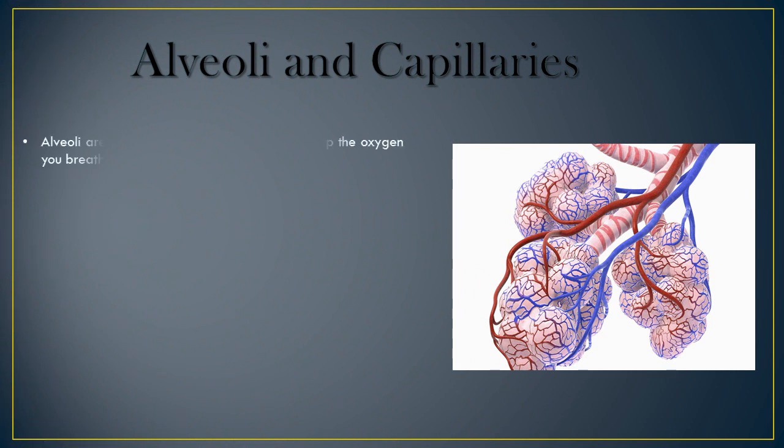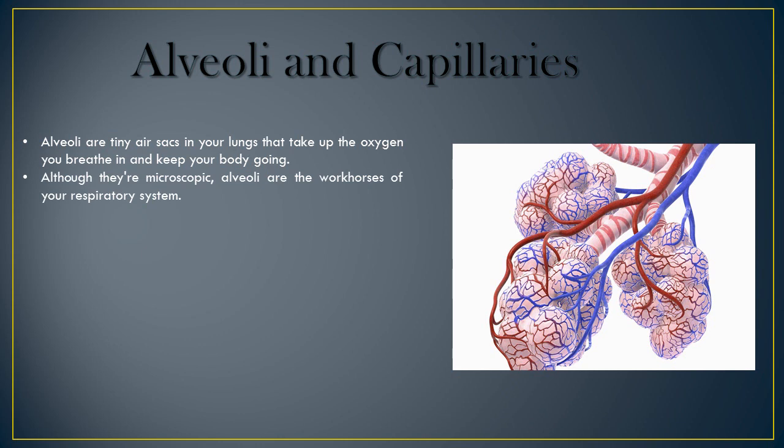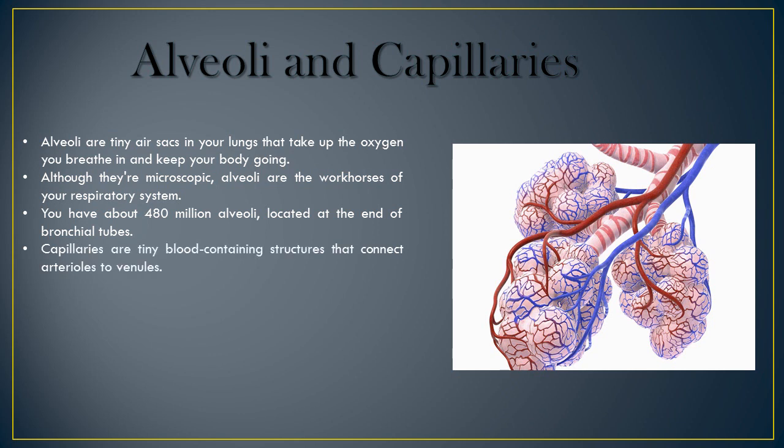Alveoli and capillaries. Alveoli are tiny air sacs in your lungs that take up the oxygen you breathe in and keep your body going. Although they are microscopic, alveoli are the workhorses of your respiratory system. You have about 480 million alveoli located at the end of the bronchial tubes.